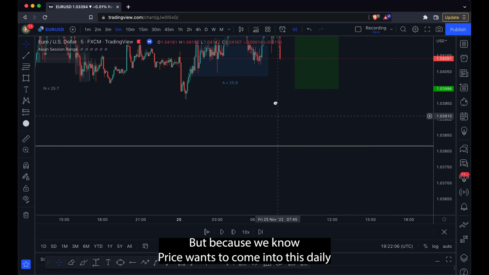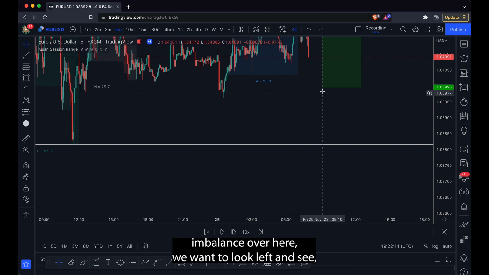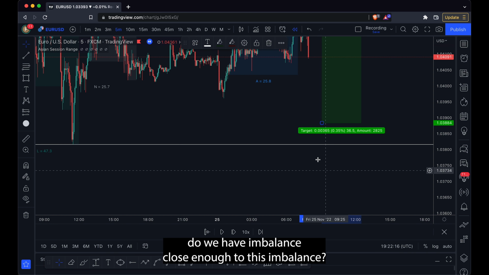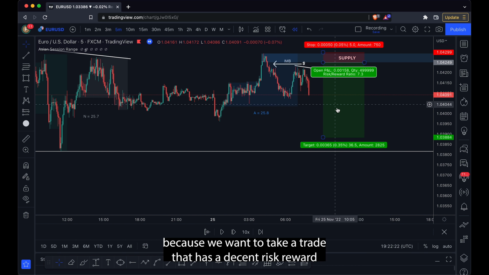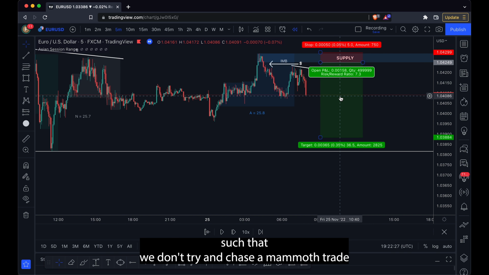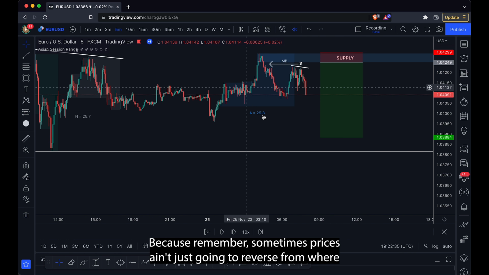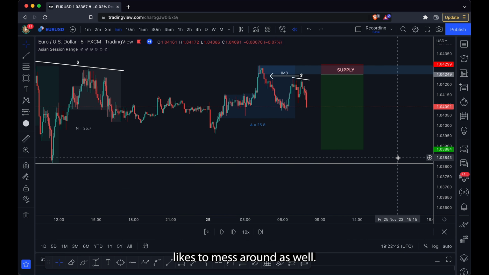But because we know price wants to come into this daily imbalance over here, we want to look left and see, do we have imbalance close enough to this imbalance? The reason being is because we want to take a trade that has a decent risk to reward and take off positions at this point, such that we don't try and chase a mammoth trade and then end up getting stopped out or getting taken out at break even or something. Because remember, sometimes price ain't just going to reverse from where you take an entry and then continue all the way down. We know that price likes to mess around as well.